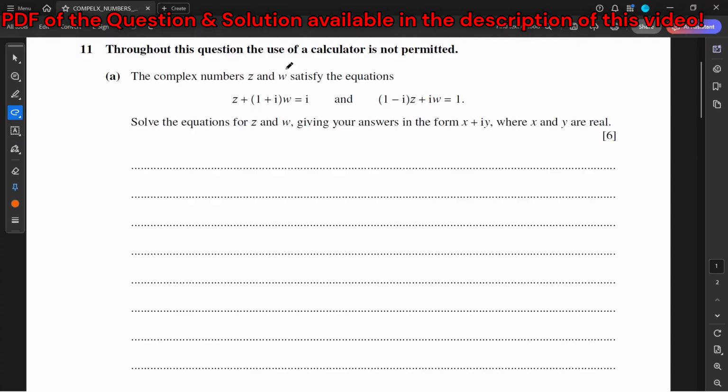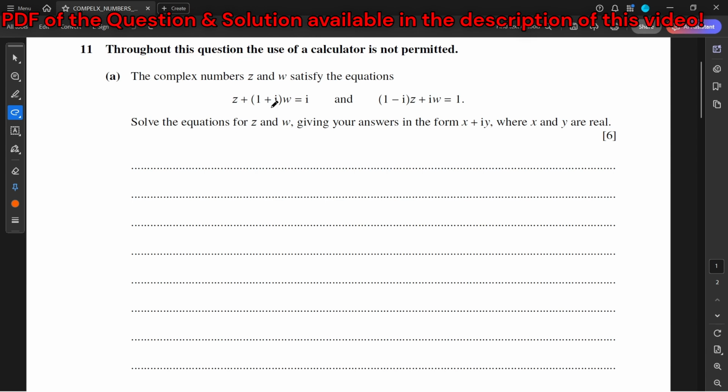Now, at the start of the question itself, they have highlighted a statement that throughout this whole question, the use of a calculator is not allowed. Whenever they write this kind of statement, I always ask you guys to use your brain because there will be certain techniques that your brain will inform you of, showing how easily you can solve this kind of question.